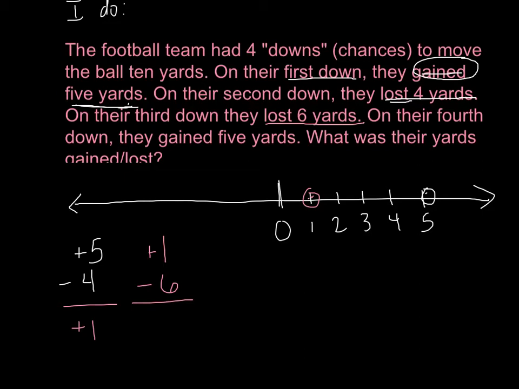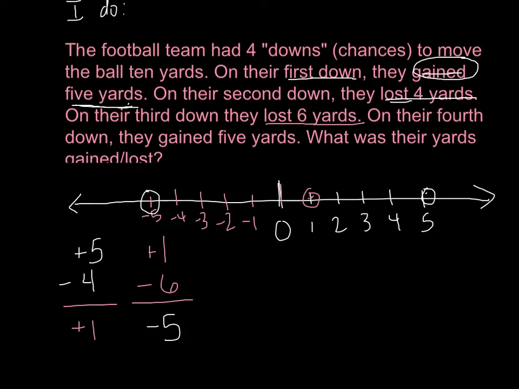I better mark it, so we're going to go 1, 2, 3, 4, 5, 6. And on the number line that would be negative 1, negative 2, negative 3, negative 4, negative 5. We went backwards. 1, 2, 3, 4, 5, 6. And that had us land right here at negative 5. So we're currently at negative 5. I hope they gain some yardage on the next one.